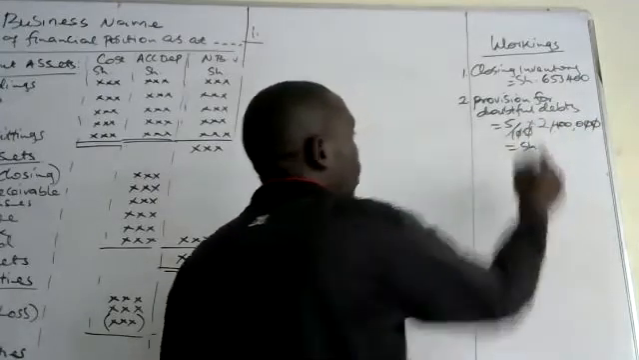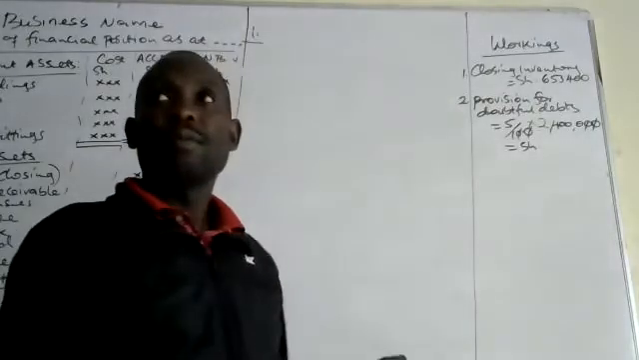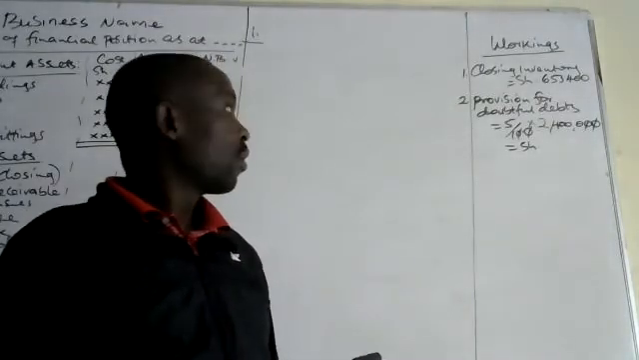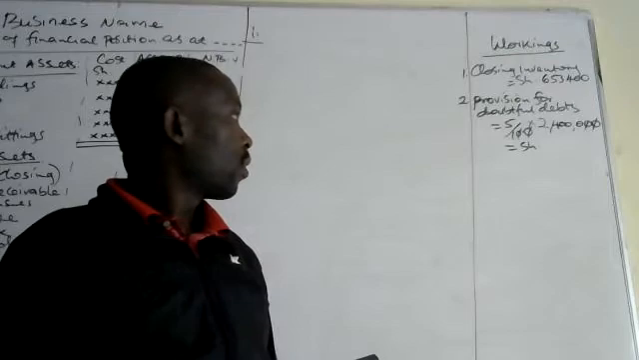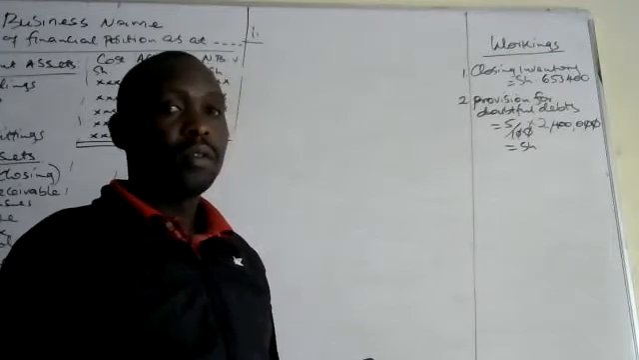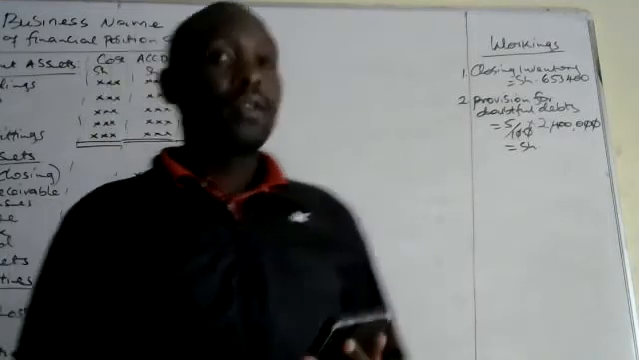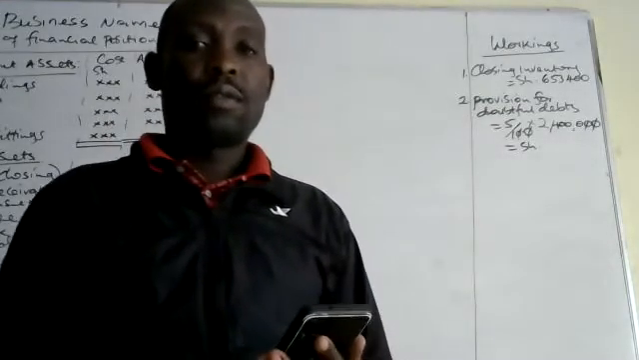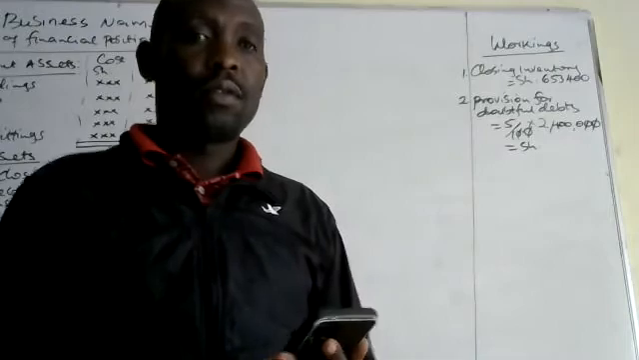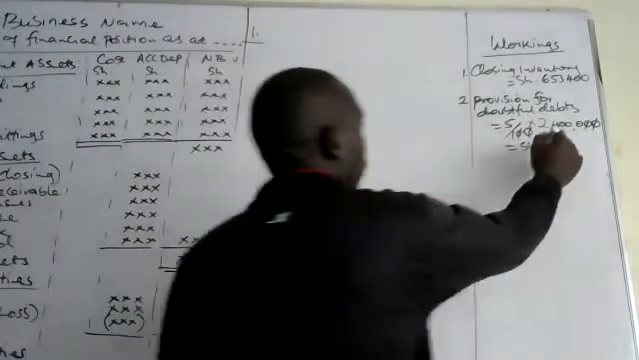Somebody give me that figure. 5% of 2,400,000 is 120,000. Thank you.